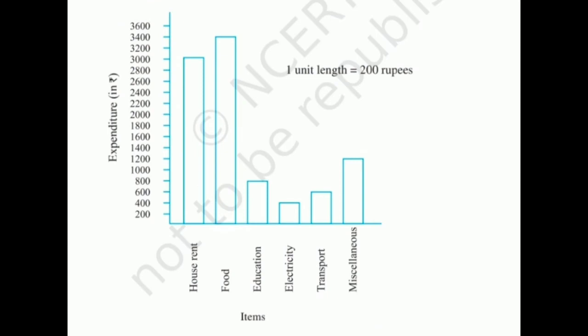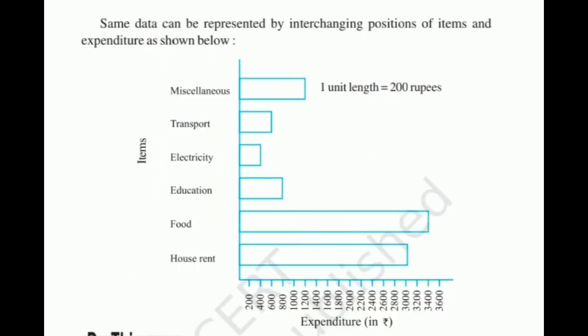So here, as per the given data, we have placed those values. In the vertical line we have mentioned the expenditure, and in the horizontal line we have mentioned the items on which we have spent the money. The same data can be represented by interchanging the position of items and expenditure as shown below. Here we have exchanged the position. Now in the vertical line we have given the items, and in the horizontal line we have given the expenditure.